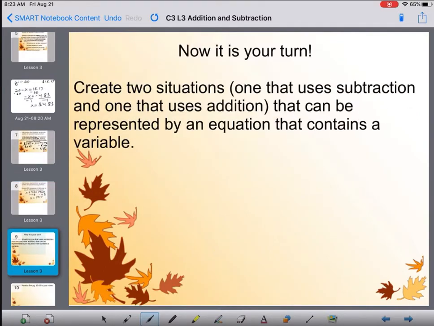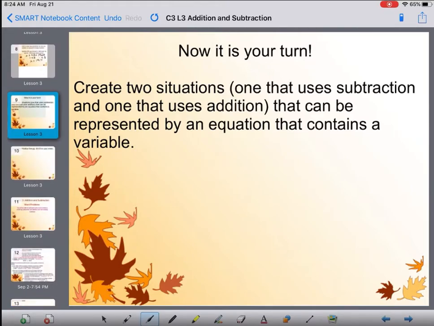All right, so now it's your turn to create two situations, one that uses subtraction and one that uses addition, that can be represented by an equation that contains a variable. We went ahead and did this in class, just trying to come up with two situations. So one situation would be, if I bought a PlayStation for $200, and I also bought some Beanie Babies, and the total cost was $250. How much did I spend on Beanie Babies?